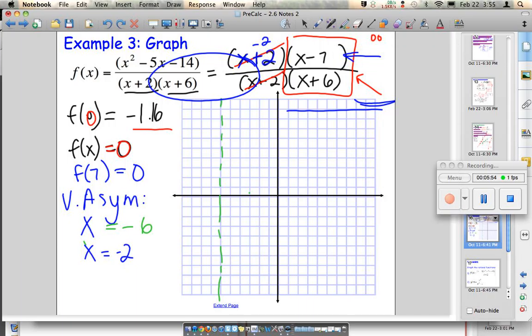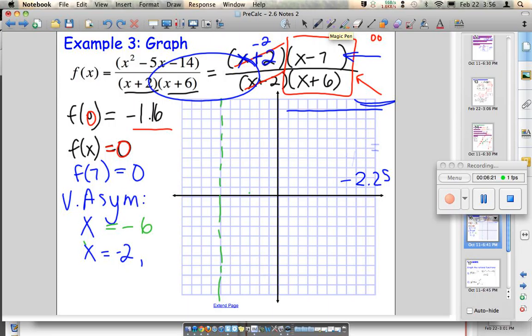Okay, I'm going to plug in -2. So I'm putting in -2 and -2, and it looks like I get -9 on top. And I get 4 on the bottom. So it looks like my hole will be at -2.25 for y.